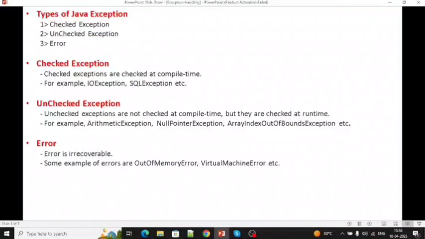Let's see the types of Java exception: checked exception, unchecked exception, and the error. So checked exception is checked at compile time. For example, IOException, SQLException. Unchecked exception is not checked at compile time but they are checked at runtime. For example, ArithmeticException, NullPointerException, etc. And error that we can't handle, OutOfMemoryError. These are the examples.